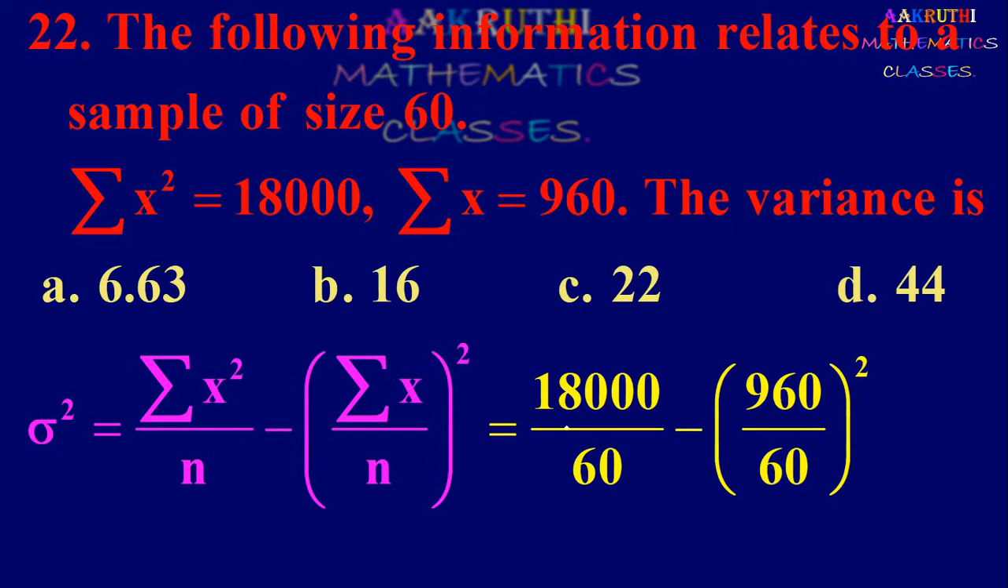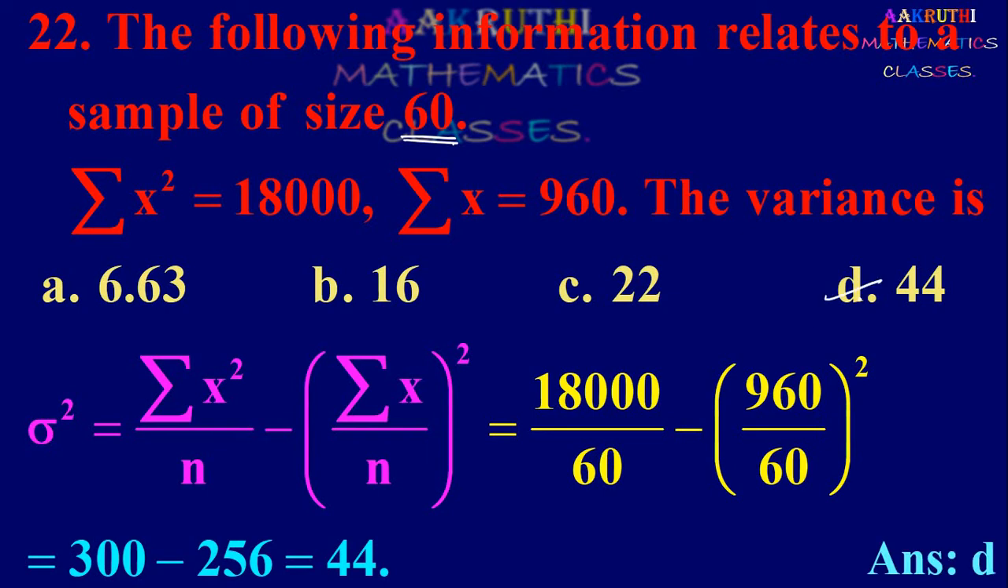All these values are given and the n value is 60. Therefore we get 18,000 by 60 minus 960 by 60 whole square, which is equal to 300 minus 256, which is 44. Here 0 0 cancel, 6 threes are 18, and we get 300. And here 0 0 cancel, 6 sixes are 36, remaining 16, so we get 16 square, which is 256. So we get 300 minus 256, which is 44. The correct option is option D, which is 44.